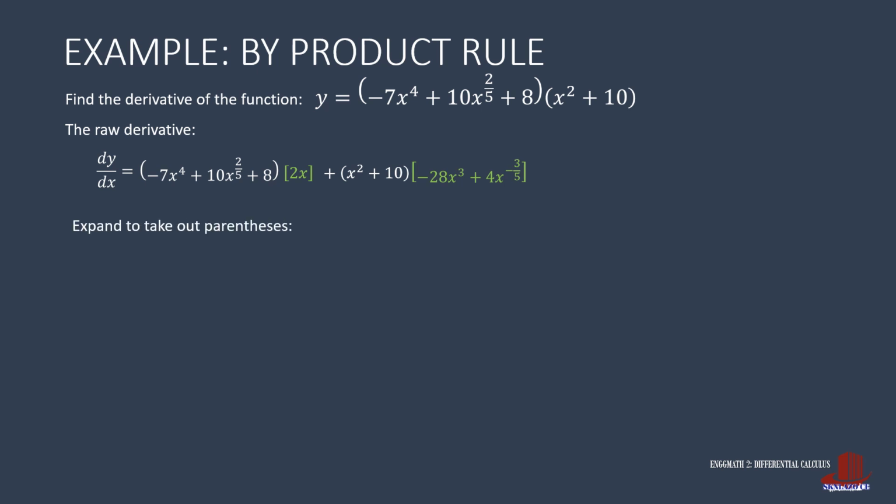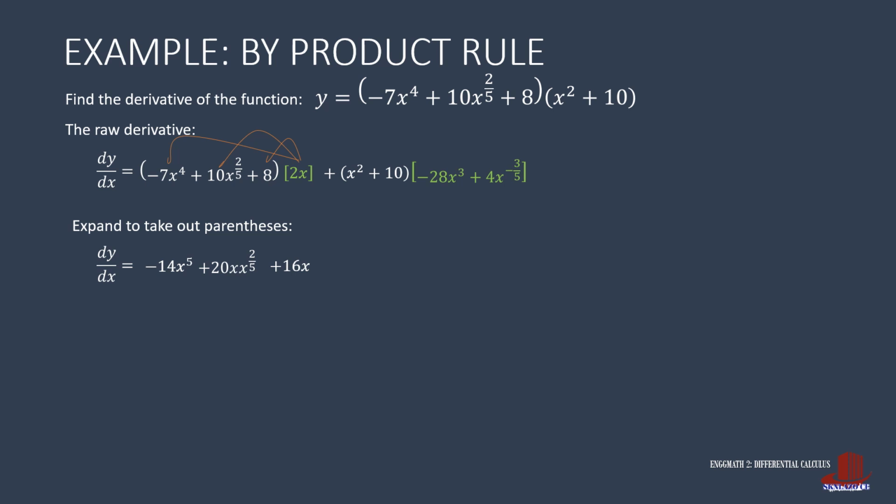First is to distribute terms to eliminate parentheses. The derivative starts with negative 7x raised to 4 times 2x, which is negative 14x raised to 5, plus 10x raised to 2/5 times 2x, which turns out as 20x times x raised to 2/5, plus 8 times 2x, which is 16x.